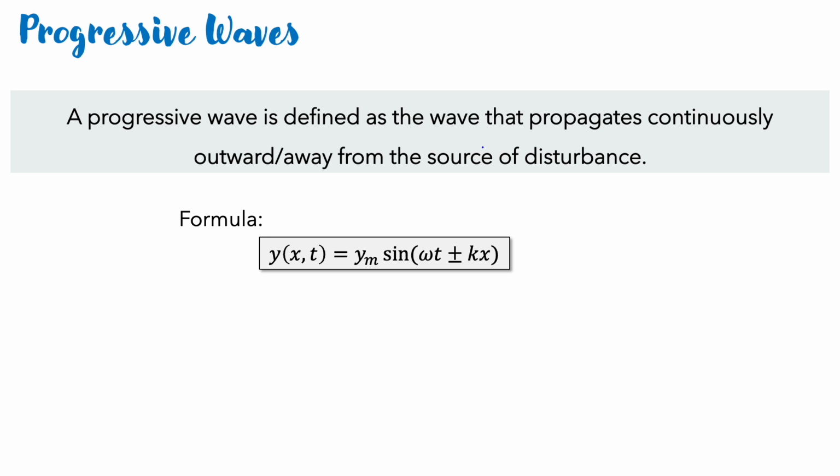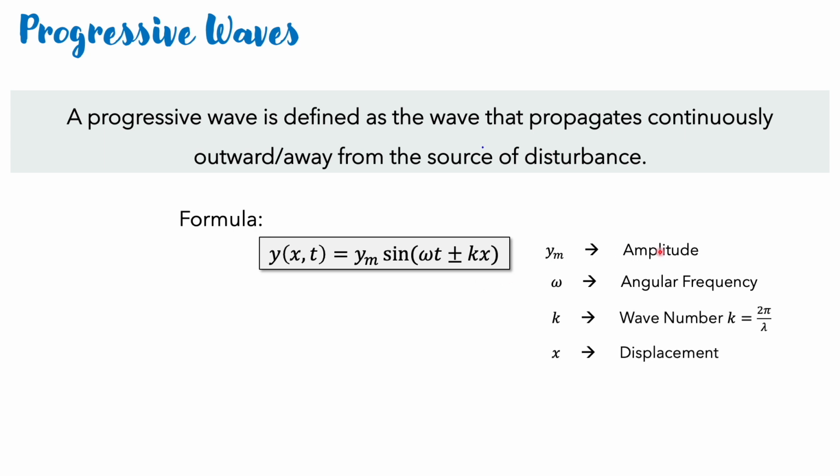It is similar to the one that you have studied before, but you can here see the displacement factor. The k is the wave number and x is the displacement or the distance traveled from origin. Here ym is the amplitude, omega is the angular frequency, k is the wave number, and it is equal to 2 pi over lambda, where lambda is the wavelength of the wave and x is the displacement.